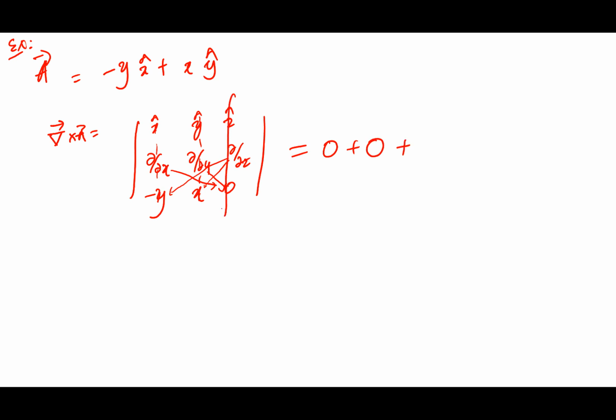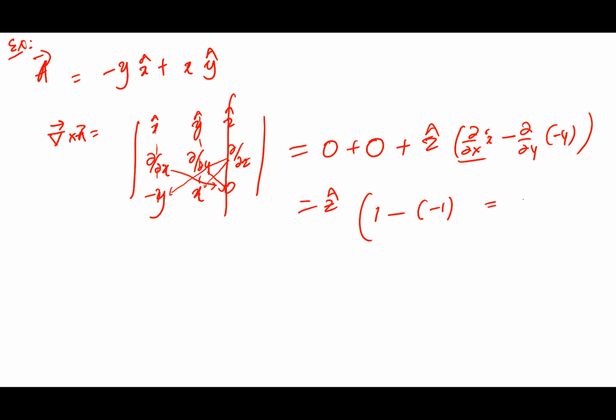And finally, along the z direction, I get dou by dou x of x minus dou by dou y of minus y. So dou by dou x of x is 1, minus minus 1, so I get plus 2 z. Notice something here: the vector field is along the x and y directions, and the curl of that vector field is pointing along the z direction.